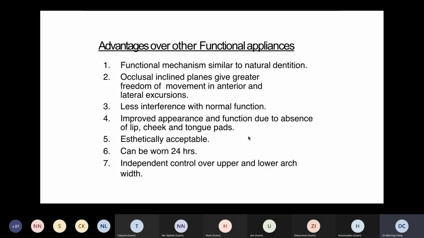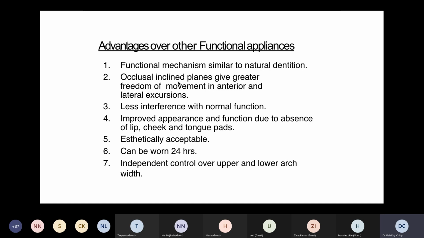So what are the advantages of this twin block over the other types of myofunctional appliances? The functional mechanism is similar to natural dentition. You see the myofunctional appliances, we talked about the activator and bionator, they're all in one piece. Compared to the twin block, which is two pieces, a maxillary and a mandibular. This is quite similar to your natural dentition. So you're not compromising jaw movement, talking and speech. So these patients feel more comfortable with the twin block.